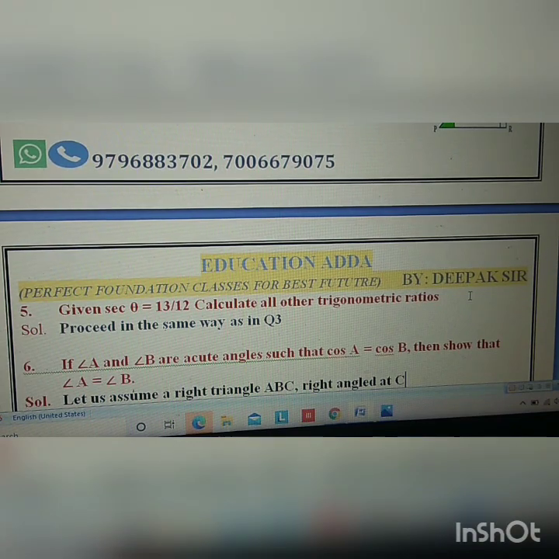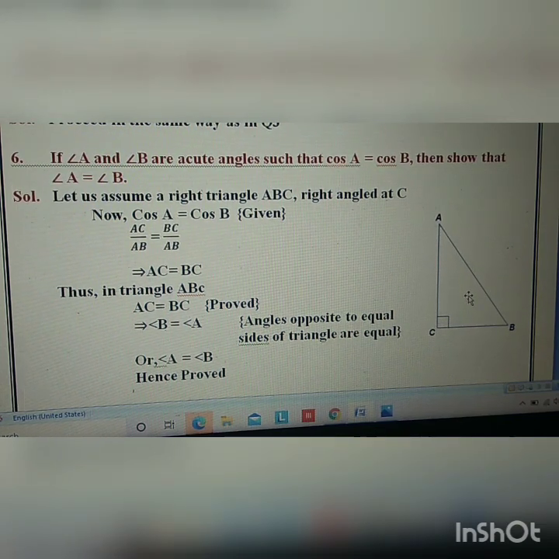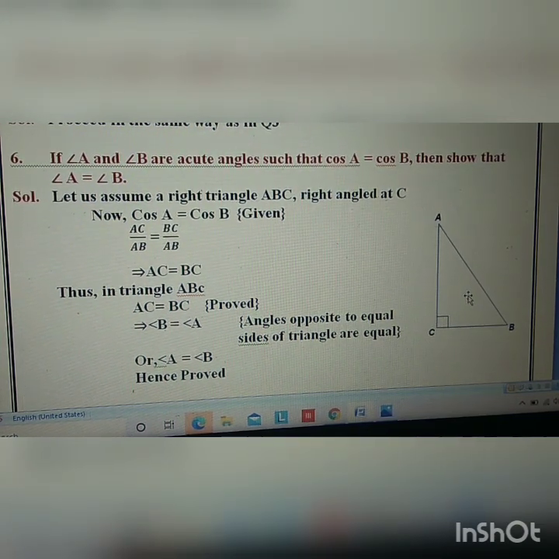Now let's move towards question number 6. In question number 6, we are given that angle A and angle B are acute angles, such that cos A is equal to cos B. And what we have to show is that angle A is equal to angle B.